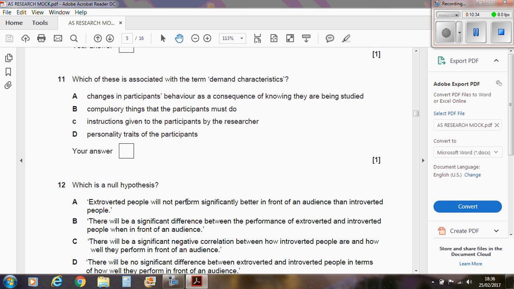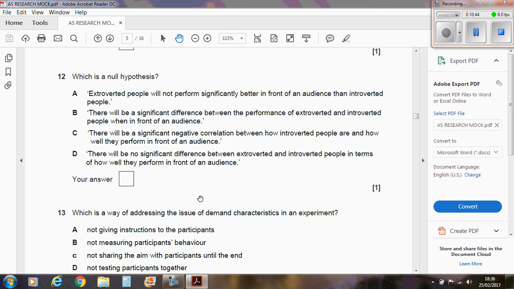And you know that demand characteristics is where someone figures out that they're being studied and guesses the aim and then changes their behaviour to please or displease the researcher. So it's A. Number 12, what is a null hypothesis?